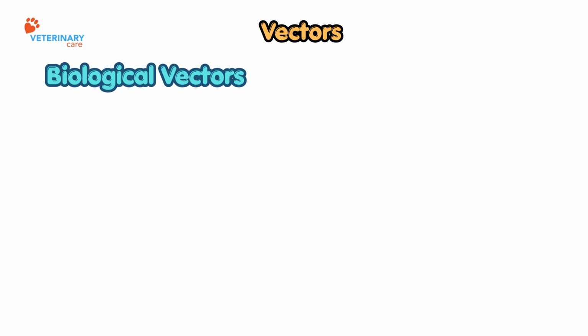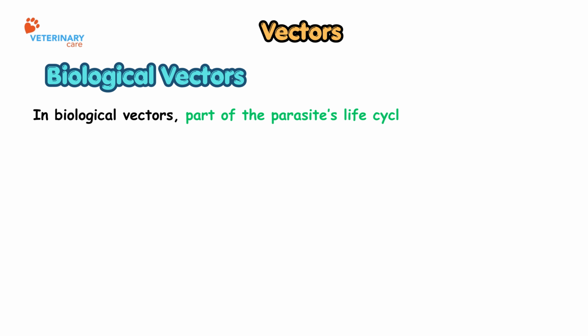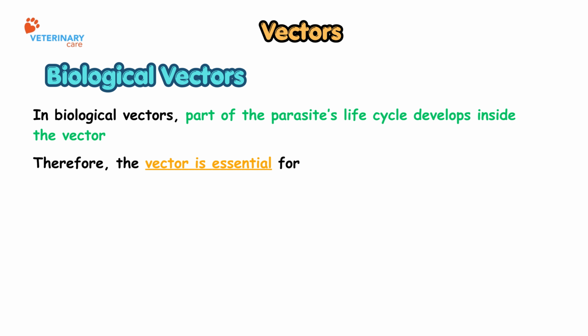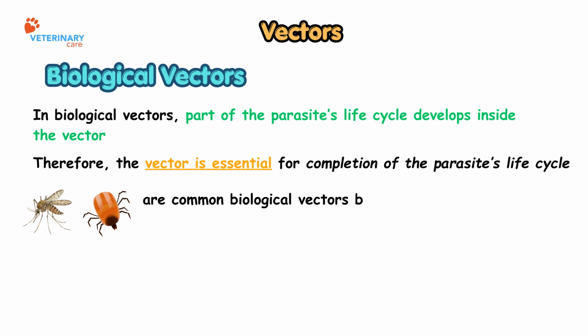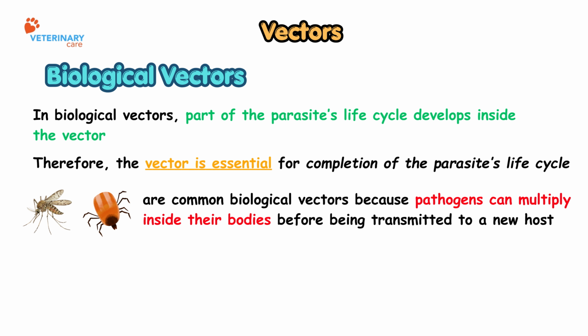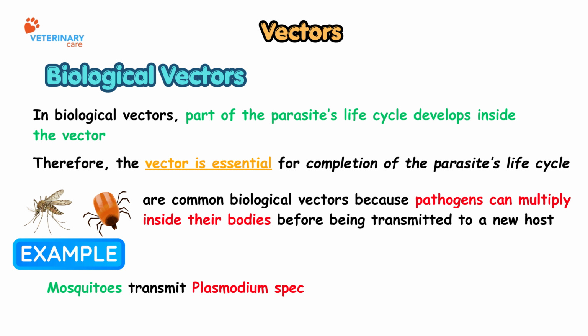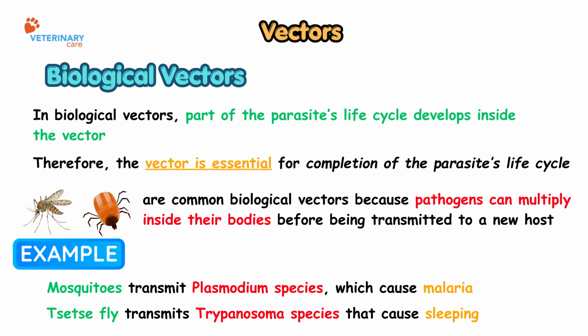First, biological vectors. In biological vectors, part of the parasite's life cycle develops inside the vector. Therefore, the vector is essential for completion of the parasite's life cycle. Arthropods such as mosquitoes and ticks are common biological vectors because pathogens can multiply inside their bodies before being transmitted to a new host. For example, mosquitoes transmit Plasmodium species, which cause malaria. Similarly, the tsetse fly transmits Trypanosoma species that cause sleeping sickness.